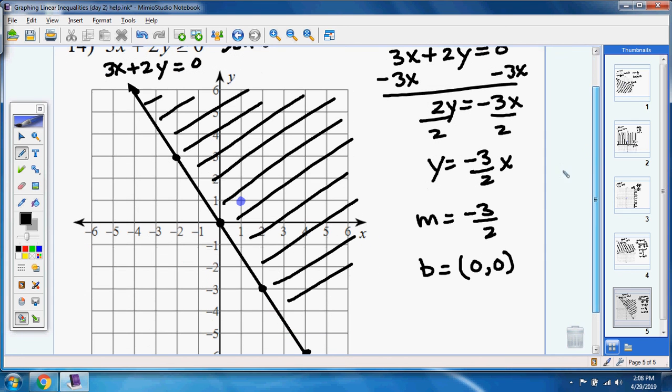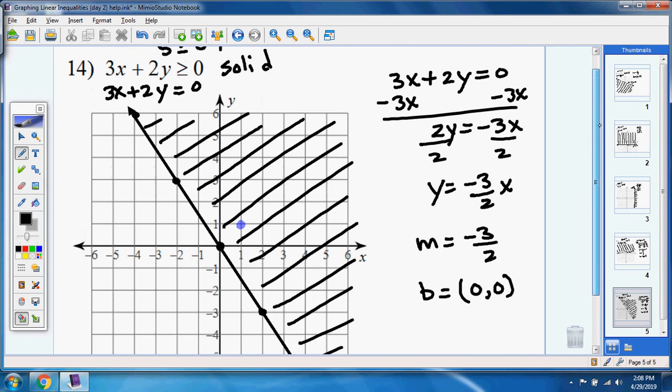Again, just nice line segment shading. Quick label. 3x plus 2y greater than or equal to 0.